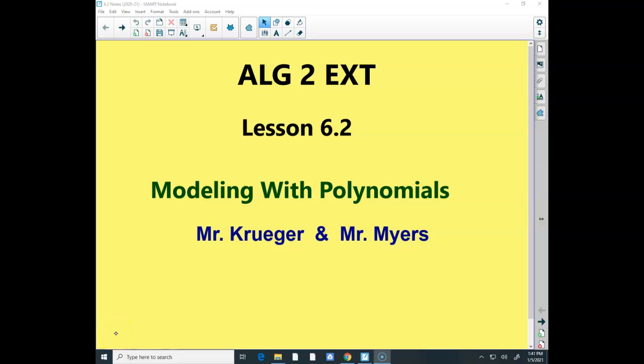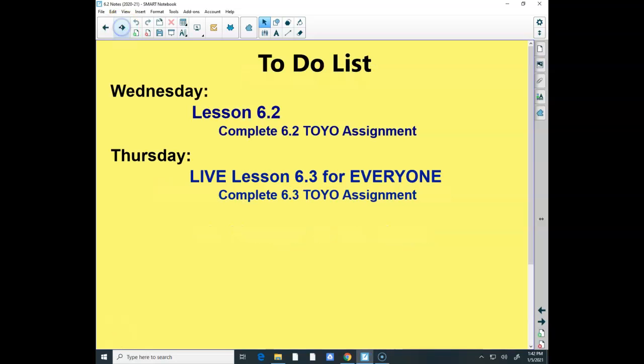Today we're going to do lesson 6.2. It's called Modeling with Polynomials. Basically, what it's doing is regression lines. Back in Algebra 2, you used to do best fit lines and stuff like that. Now we're going to start doing not only best fit lines, but best fit quadratics, best fit cubics, best fit quartics, okay? So that's really what we're after today.